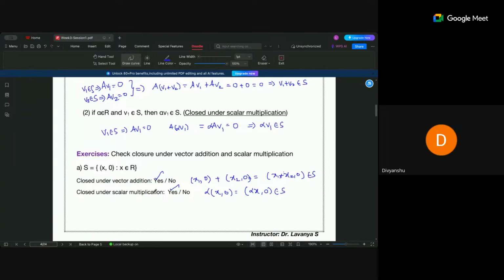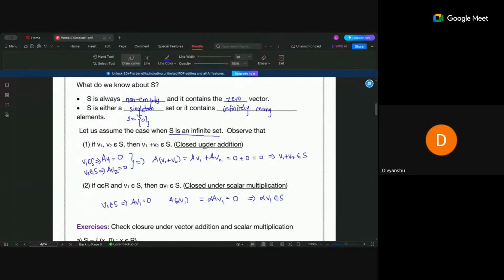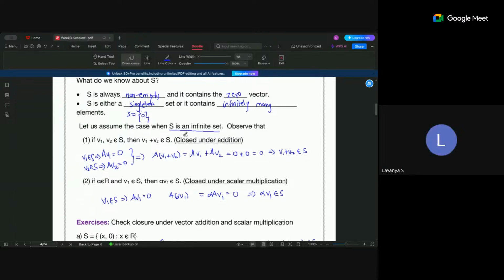What does the term closed mean, ma'am? Take two elements. If the sum of the vectors is also inside this set S, then we call this set closed under addition. Closed means whenever you add two vectors, that vector will not go outside the set. It will stay inside the set. So that set is closed under addition. Got it?